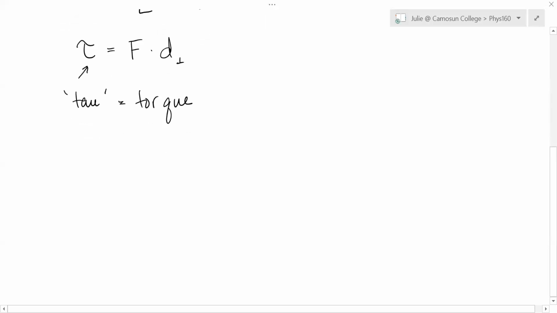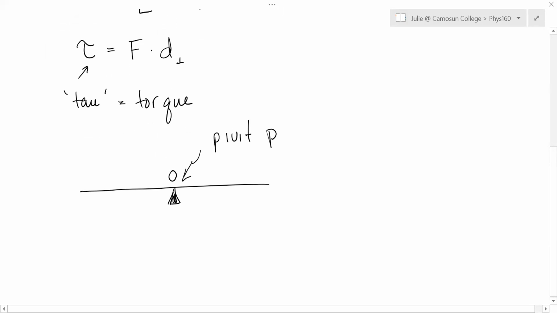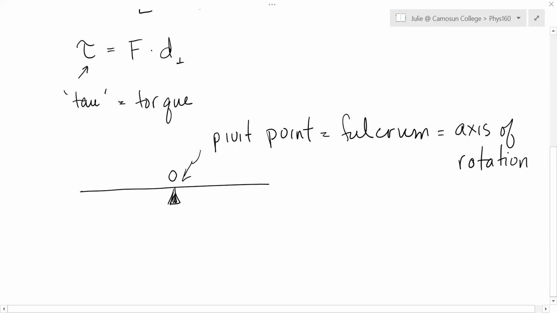Okay, so what does this quantity torque have to do with? The idea of it being a vector is not going to be of concern to us here. It is actually a vector that points perpendicular to the plane in which things are rotating. So if you consider a teeter-totter here, this fulcrum, sometimes called the pivot point, or what I like to use is the axis of rotation. The definition of that is if you were to put a line perpendicular to the page through that point and let the teeter-totter go, that line doesn't move.